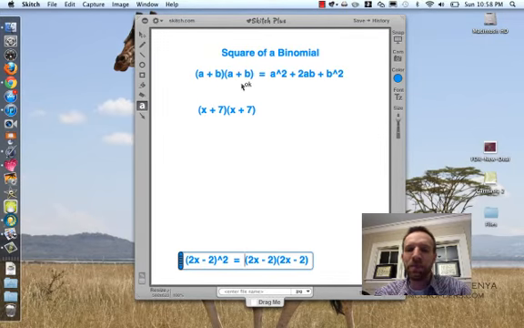Another way that you might see this written out in the book is a plus b in parentheses with a little squared sign outside of the parentheses. I've written out the long way, a plus b times a plus b. It means the same thing.